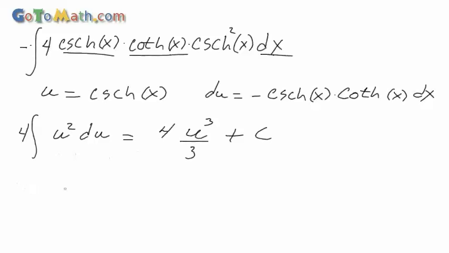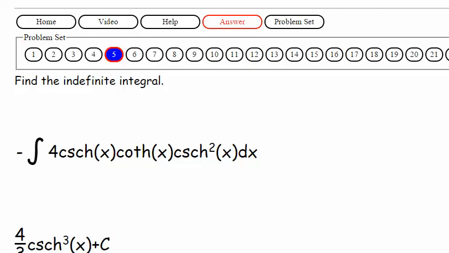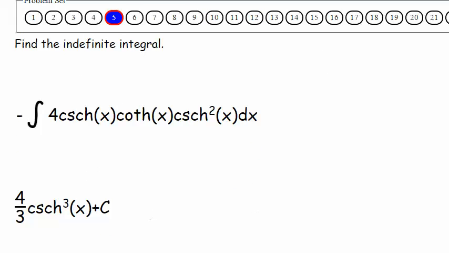So now what we got to do is get everything back in terms of x. Let's just pull this 4/3 out front. So our u happens to be CSCH of x raised to the third power, and then plus the big old constant. Don't ever forget that, or it will be wrong, I promise. Okay, so that wasn't too bad, right? 4/3 cosecant h cubed of x plus C. Yeah, that's it.